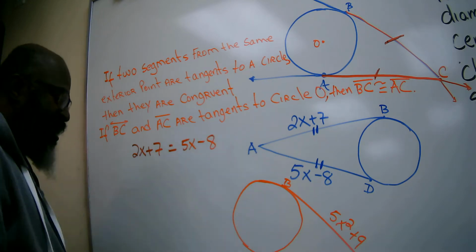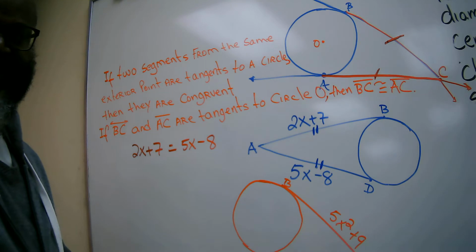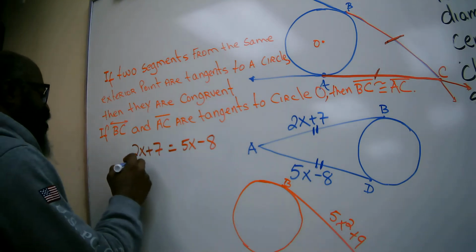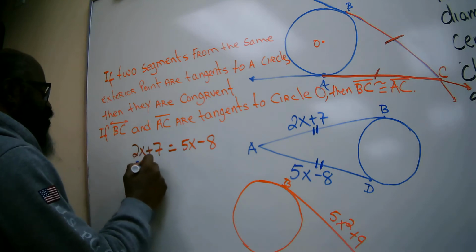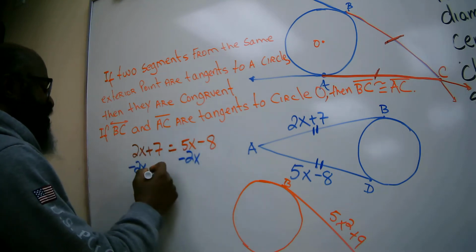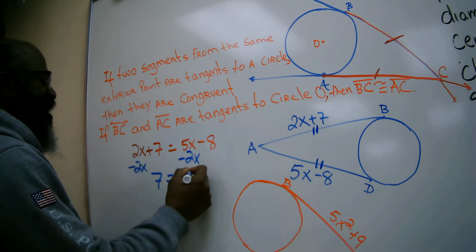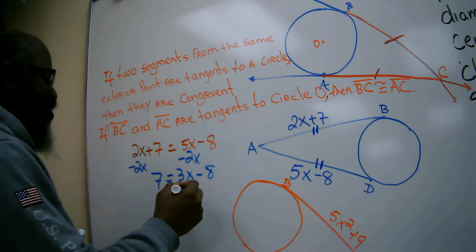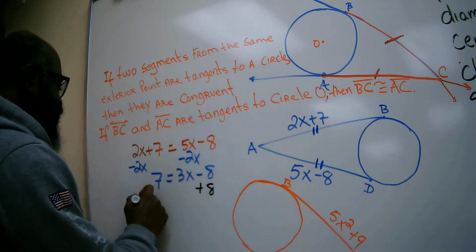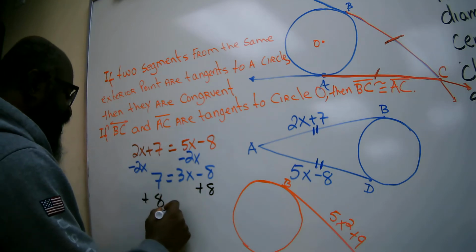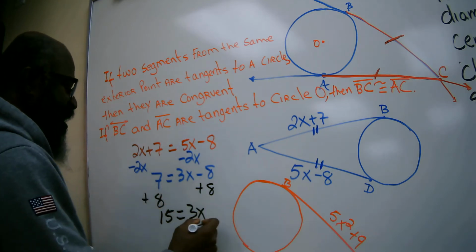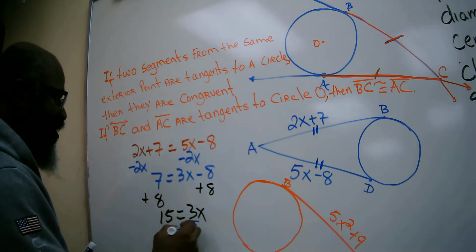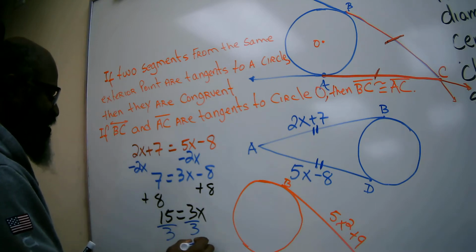That's our equation. Now the only thing you have to do is solve for x. So let's see how we can solve for x. In this case, you'll have to subtract 2x from each side. Usually you subtract the lesser variable from each side. Then you will end up with 7 equals 3x minus 8. In this situation, you will have to add 8 to each side. Your goal is to isolate the variable. Then you will have 15 is equal to 3x. And the last step, you divide both sides by 3. Then that will give you the value of x. In this case, x is 5.